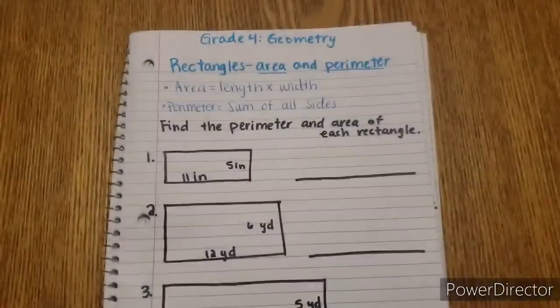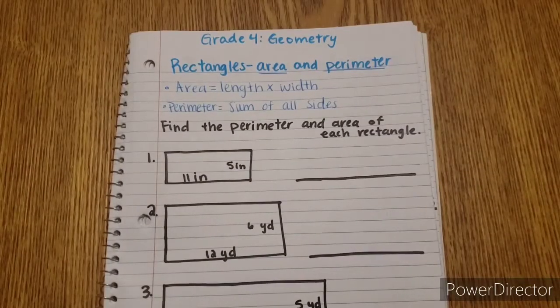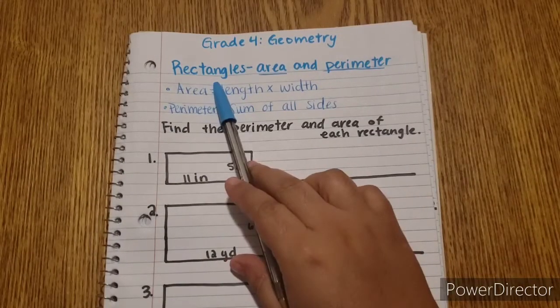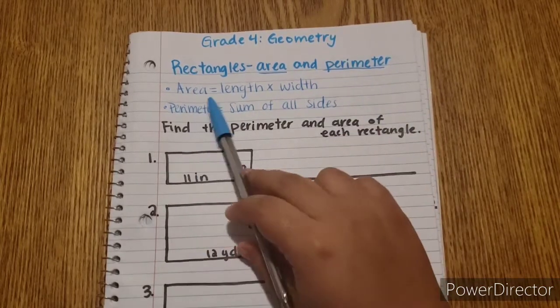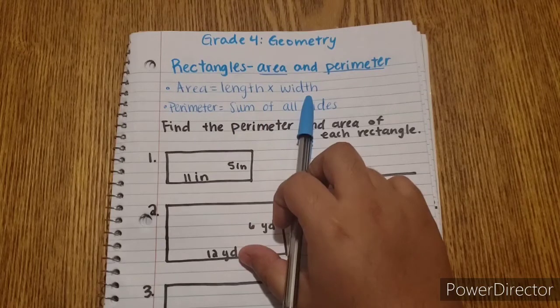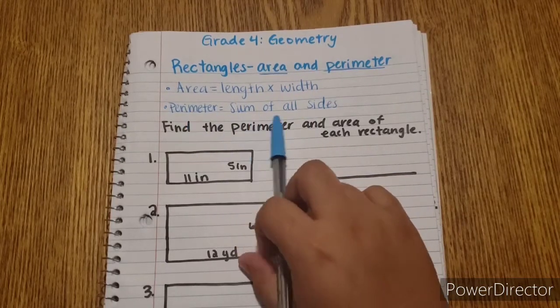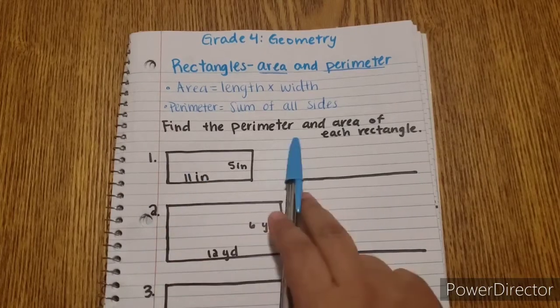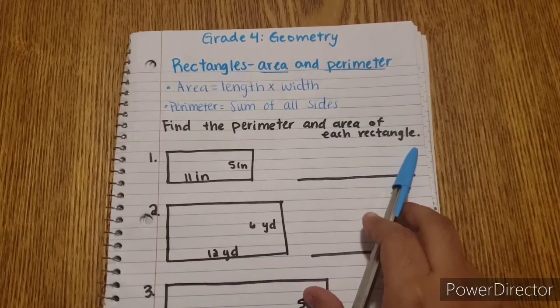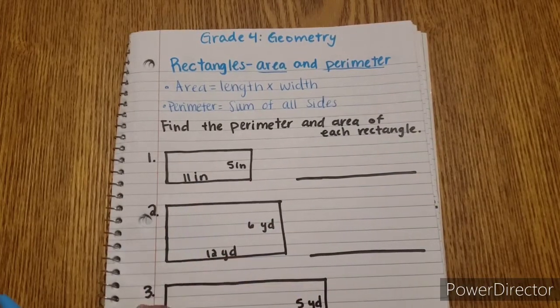Now we're going to get into grade 4 geometry. We are going to focus on rectangles, and we are going to look for area and perimeter. So area is length times width, and perimeter is the sum of all sides. We need to find the perimeter and area of each rectangle. So let's take a look at the first one.